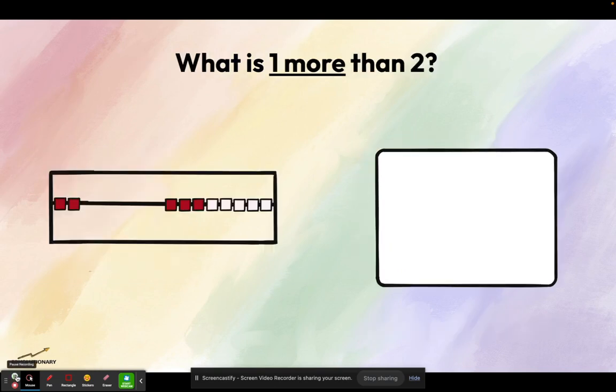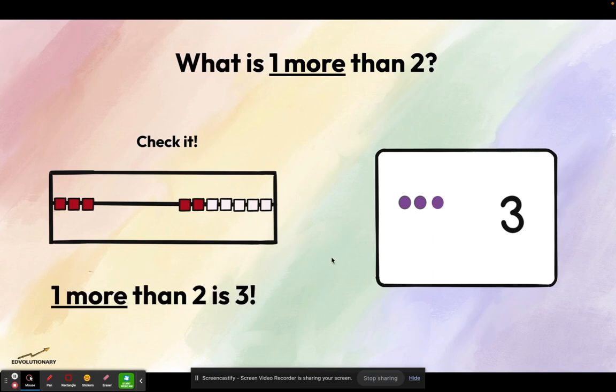Tuesday is exactly the same, but this time it uses the number rack. So I'll just show you what this looks like with the number rack. What is one more than 2? Let's draw our 2 on the board. Remember, one more means we're adding 1. Let's do it. Did you add your 1? Great. Let's think. How many are there now? Students write, then you show. Yeah, there's 3. Let's check it. 2 and one more is 3. One more than 2 is 3.